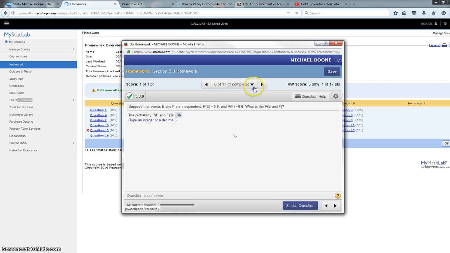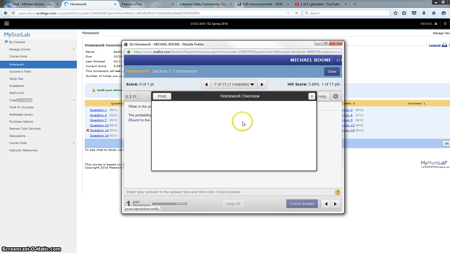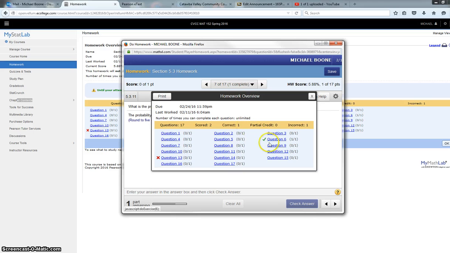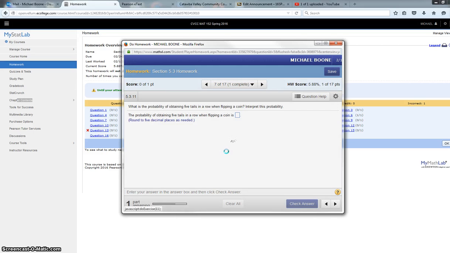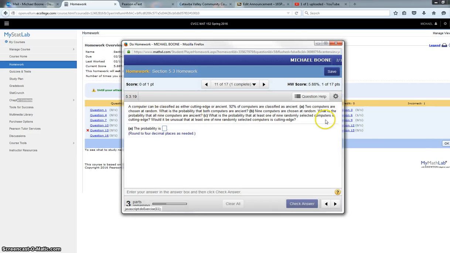Let's look at question number 11. So this one's a little bit more in depth. 92% of computers are classified as ancient. Two computers are chosen at random. What's the probability that both computers are ancient?